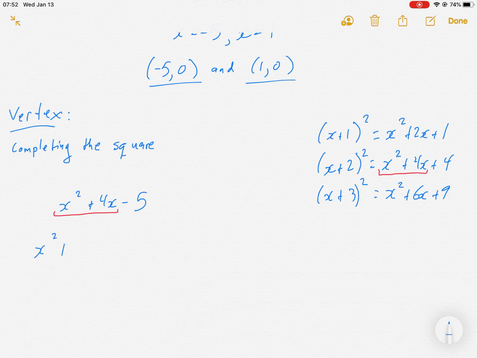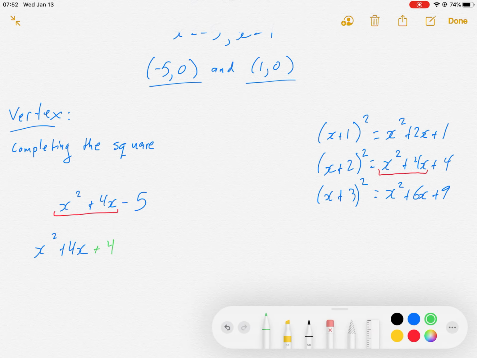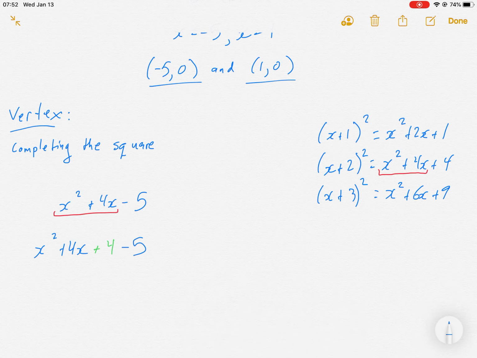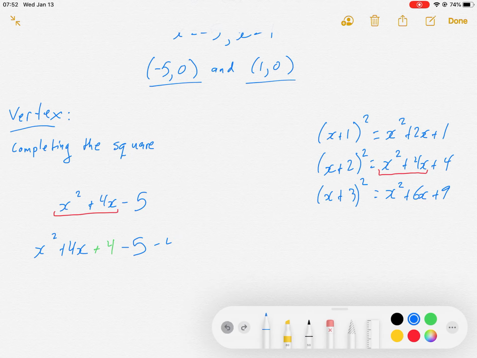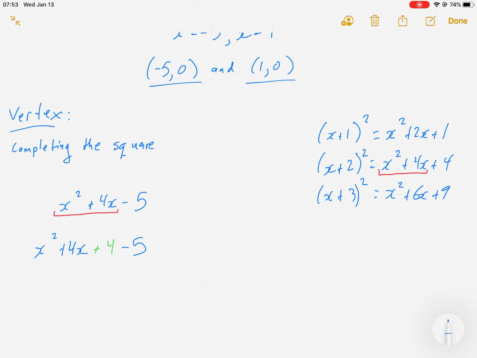So I'm going to do x squared plus 4x, and I'm going to add 4 to that. But you can't just add 4 to something because it's now changed the expression. So if I add 4, I also have to subtract 4 to balance it out. Notice if you were to combine like terms, you would just end up with that -5, but we don't actually want to combine like terms, which I'll show you in just a moment here.